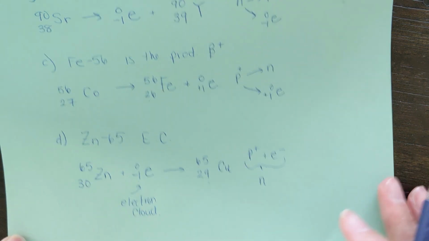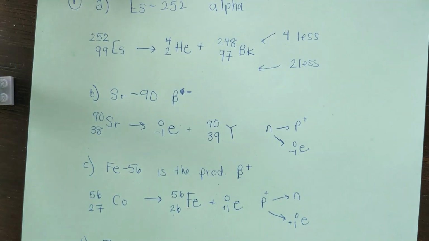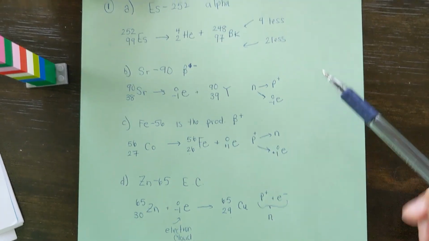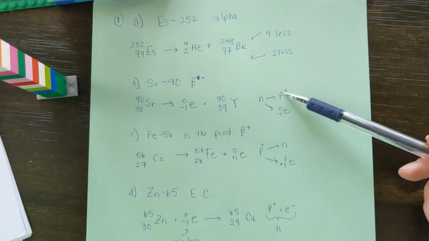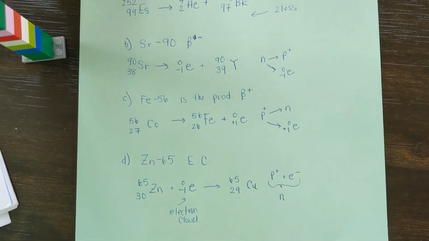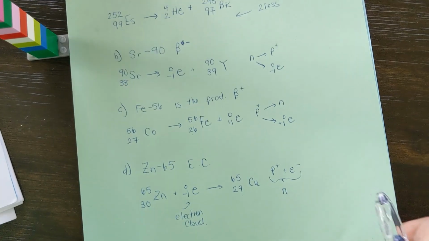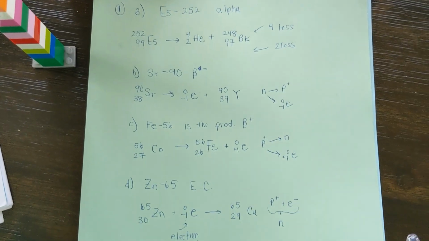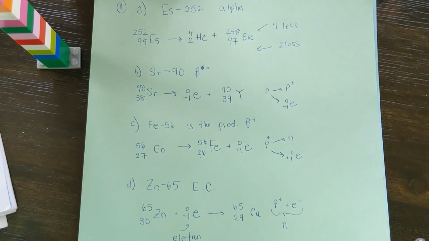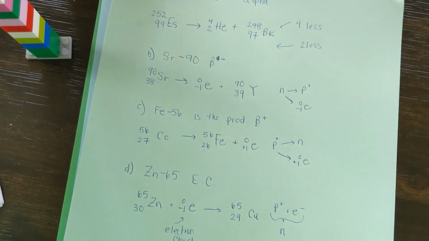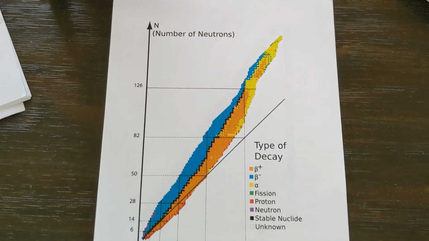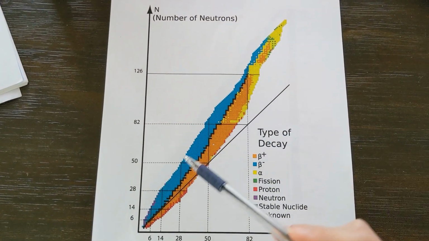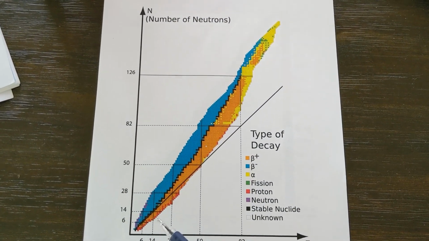Okay, so here are our four basic types of reactions: our alpha, our beta, our positron, and our electron capture. Before I conclude this video, I do want to look at why those particular things occur. So I do want to look at a zone of stability. So here is a plot of the zone of stability.